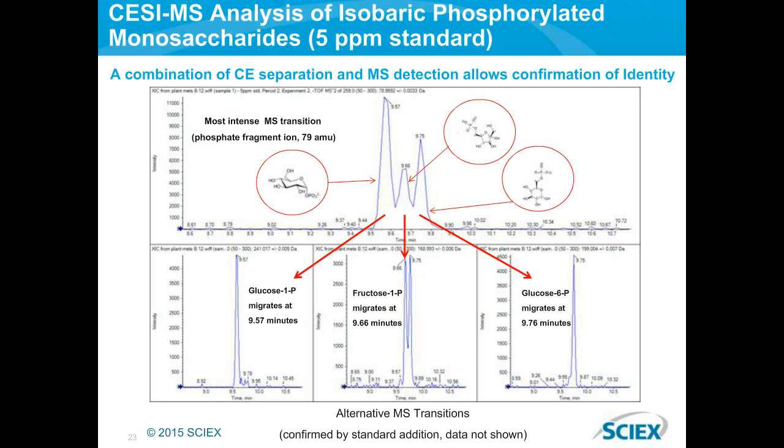And these are all isobaric as well. The other problem you have with these three compounds is that they have very similar fragmentation patterns. And you'll see for the fructose 1-phosphate, one of the major fragment ions is also present in the glucose 6-phosphate. So you really ideally need to separate these out chromatographically, either using CE or other techniques, to properly identify these phosphorylated sugars. And the identification of these was confirmed, of course, by standard addition of the individual phosphorylated sugars, which were purchased from Sigma-Aldrich.